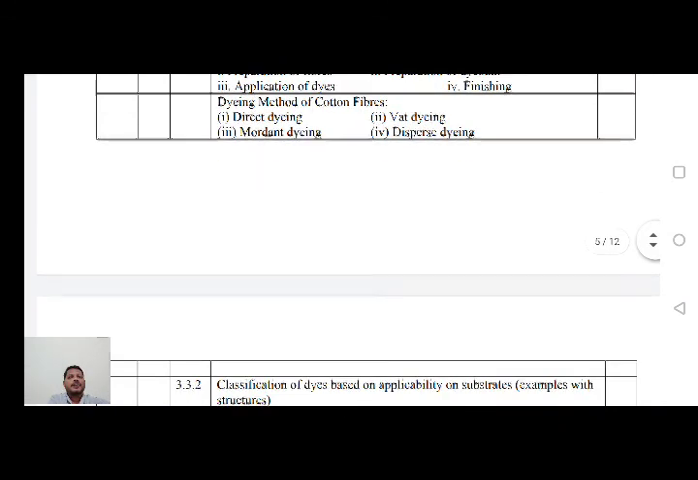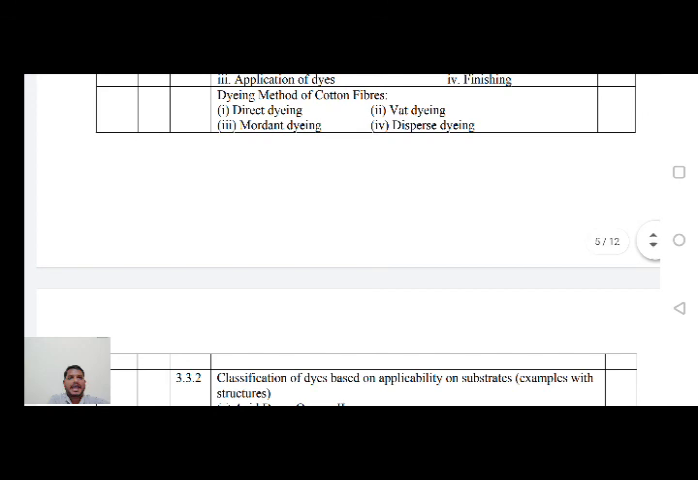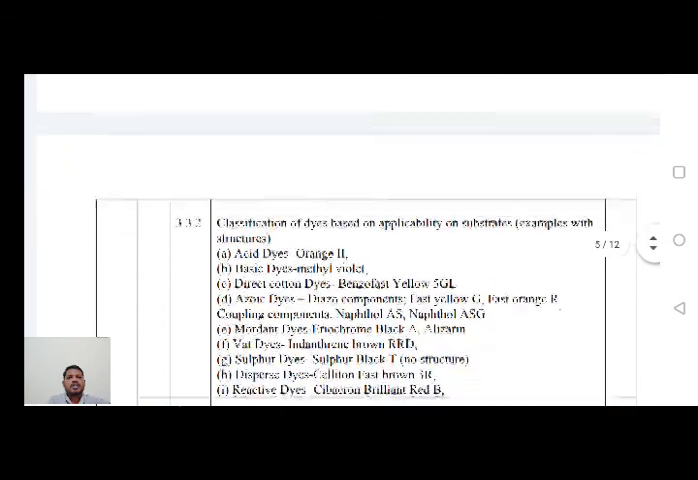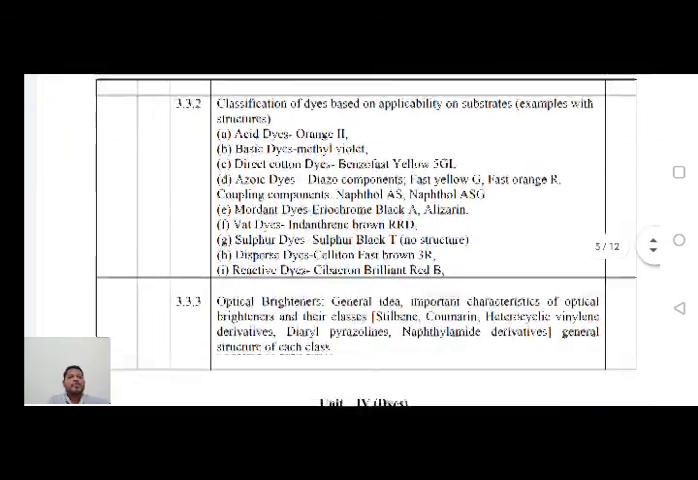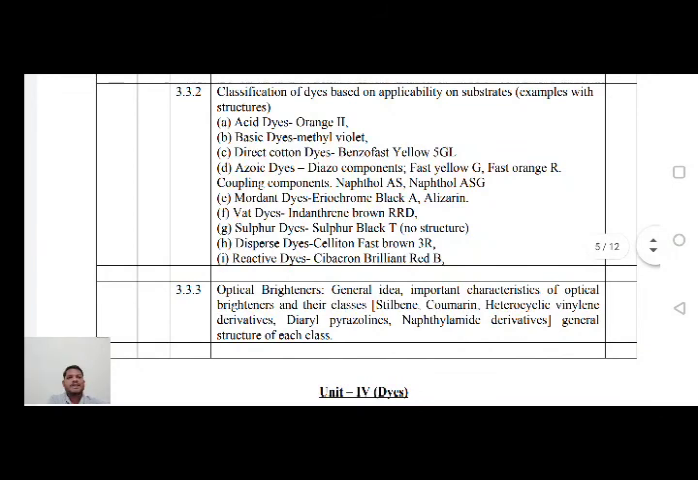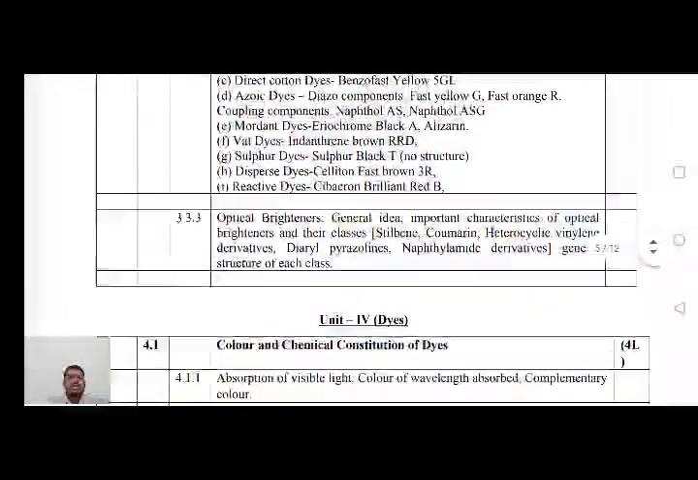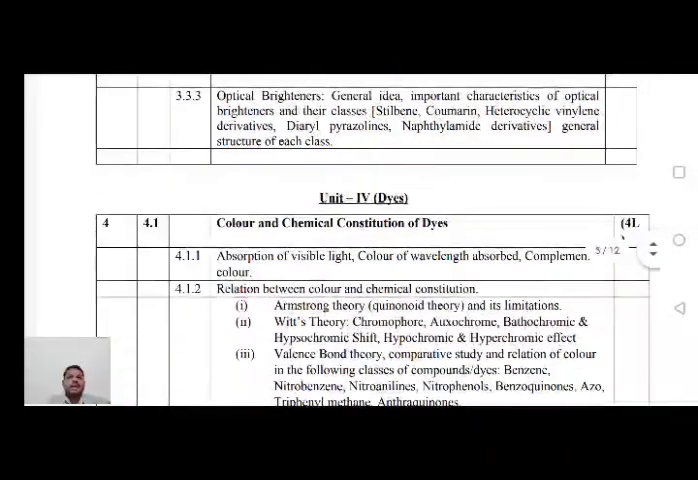There are different methods used for dyeing cotton, that is direct dyeing, vat dyeing, modern dyeing and disperse dyeing. There is another classification of dyes with examples, that is acidic dyes, basic dyes, azoic dyes, etc. Then next, optical brighteners: a general idea, important characteristics of optical brighteners, and their classes. That is all about unit 3.